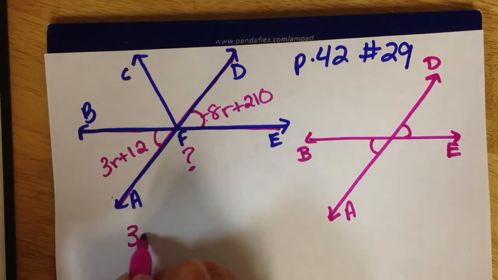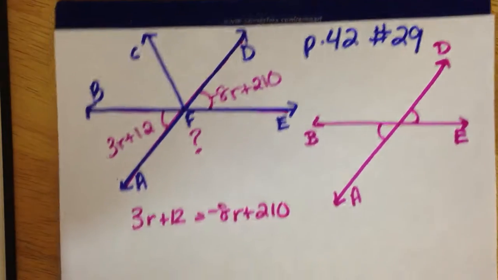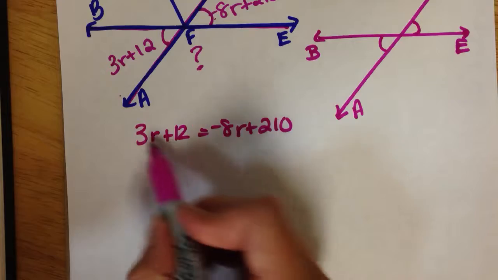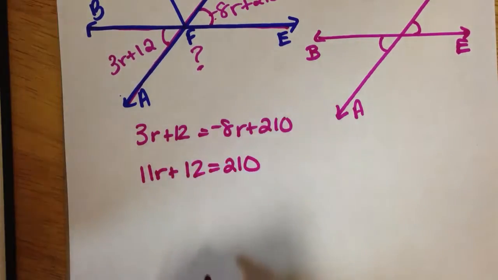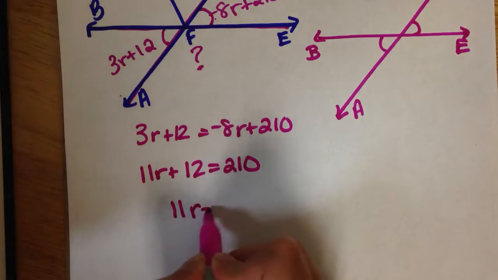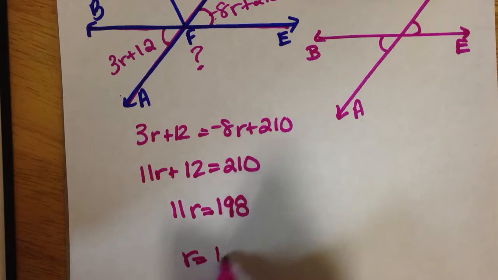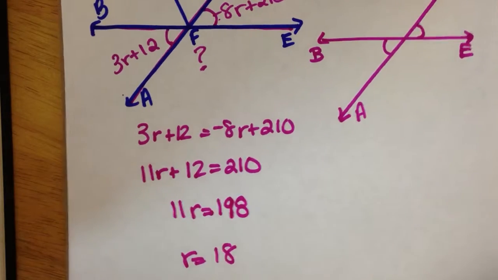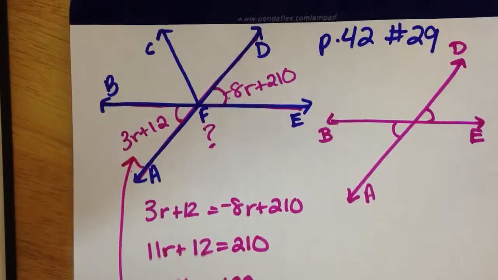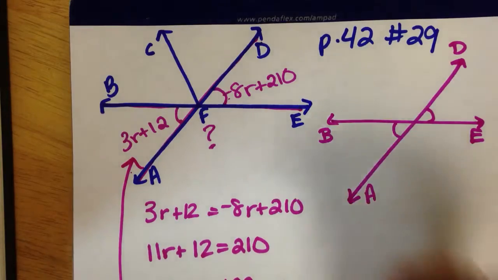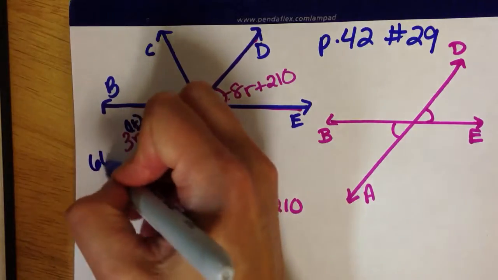So I can say 3R plus 12 will equal negative 8R plus 210. So I'm going to add 8R to both sides. I'm going to subtract 12. And then divide by 11 and get that R is 18. That's not what I'm trying to find. So now I'm going to go and plug my 18 back in. So if I do 3 times 18 plus 12, I'm going to get that this angle is 66 degrees.